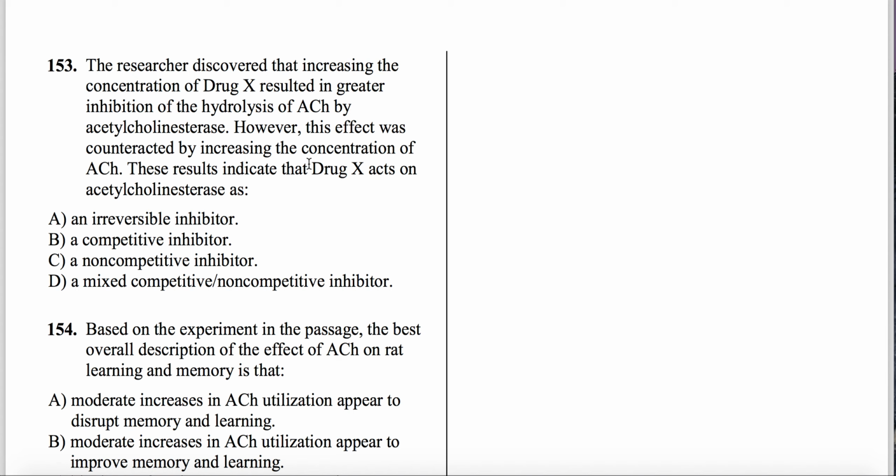Okay, so obviously both of them are binding. Acetylcholine also binds to acetylcholinesterase. That's how it gets broken down. But the effect of drug X is being counteracted whenever we increase acetylcholine. So what kind of inhibitor is this? The answer is competitive inhibitor. That's the type of inhibitor where it does it.